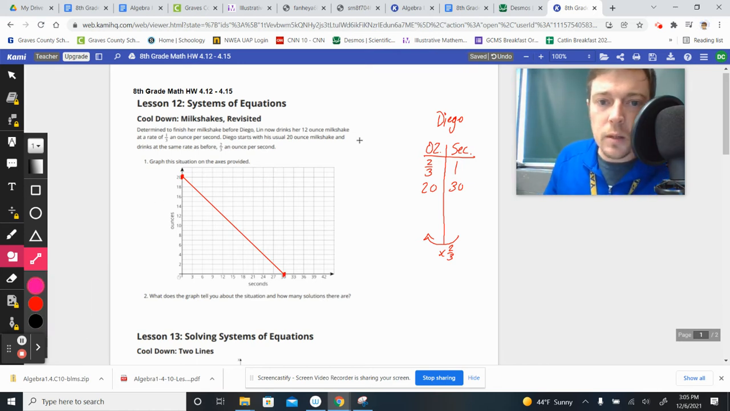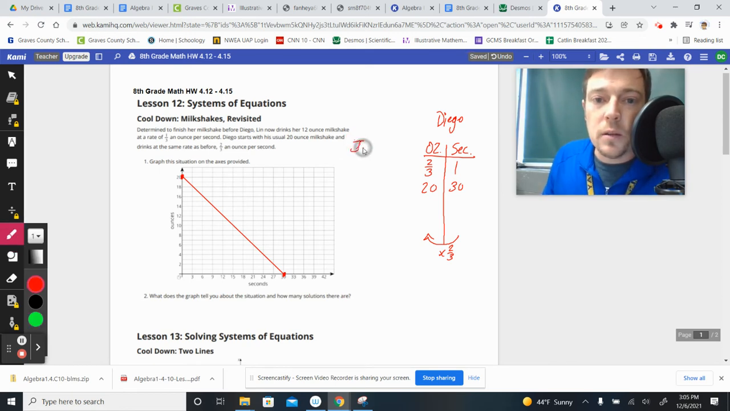Jada, her table is going to change a little bit now because Jada is now drinking her milkshake at a faster rate than she was before. 1/3 is greater than 1/4. So you're going to make this a little bit more fair of a match between the two as they try to drink them. So let's see. We've got ounces and seconds. She's now drinking hers a third of an ounce per second. So 1/3 of an ounce every second.